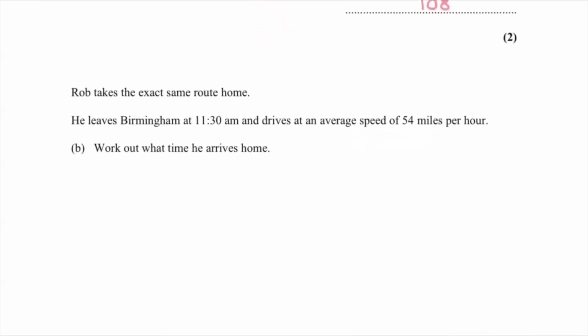Now, Rob is taking the exact same route home. That means that his distance will be exactly the same. So we know that the distance is going to be 108, what we've just worked out. He's leaving Birmingham at 11:30 and drives at an average speed of 54 this time. So our speed has changed. And they want us to work out what time he arrives home.